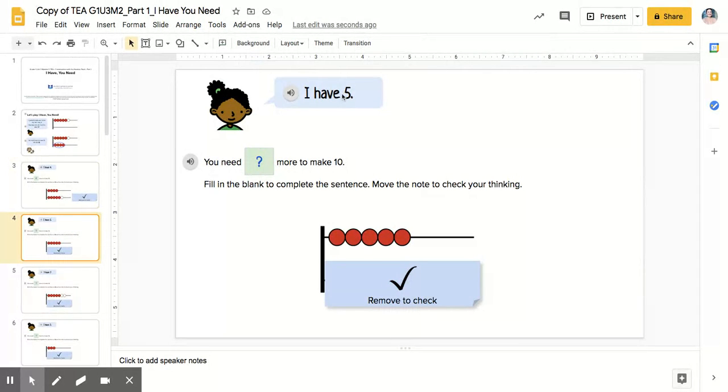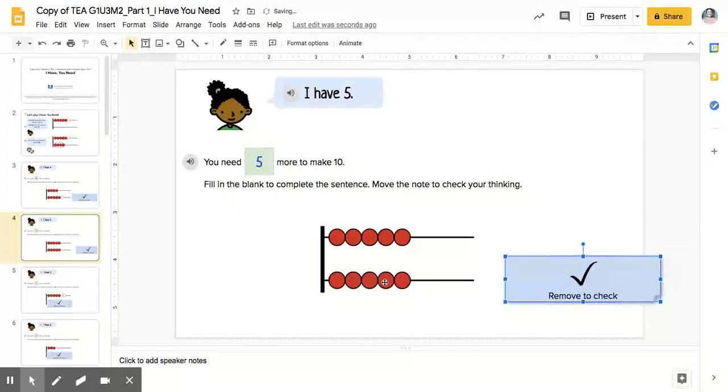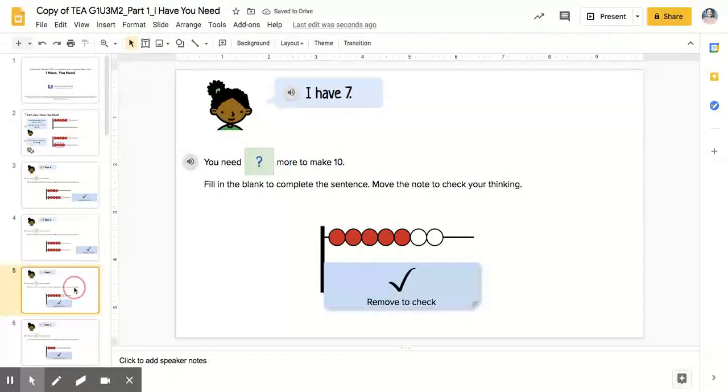What if you have 5? How many more do you need to get to 10? Use that counting on strategy. So you're at 5, 6, 7, 8, 9, 10. How many did you count on? 5. Great job. Let's remove this to check. And if we counted all of these together, it would make 10.